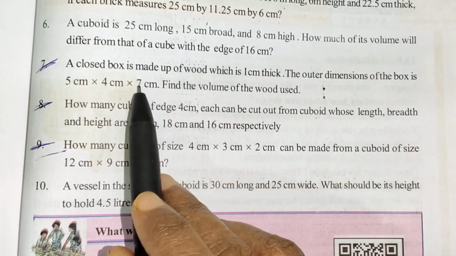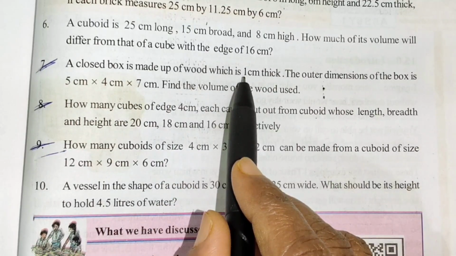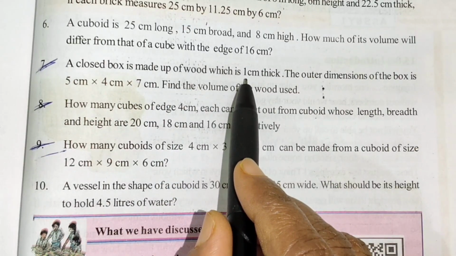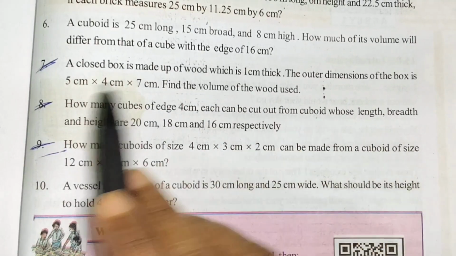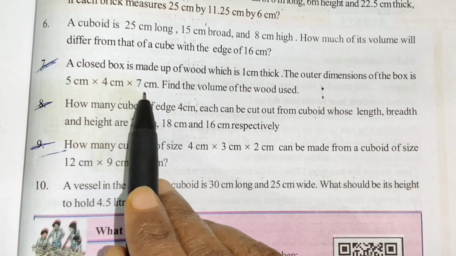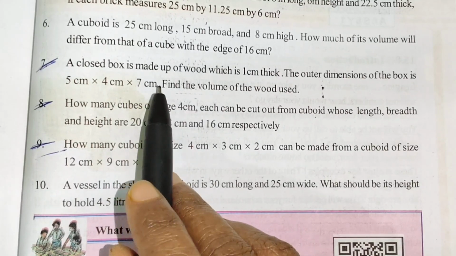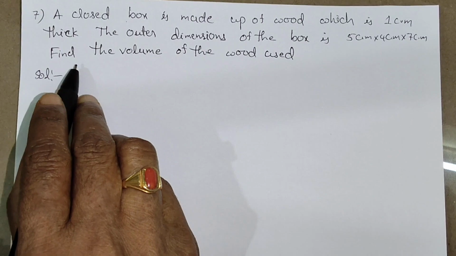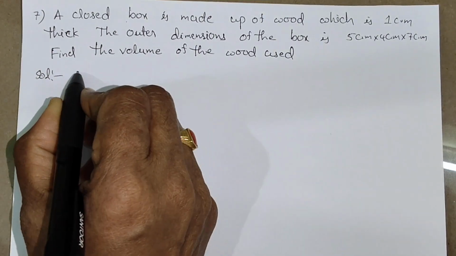The outer measurements are given, so we find the inner measurements. The thickness is 1 centimeter, which on two sides means 1 into 2, that is 2 centimeters. So 5 minus 2, 4 minus 2, and 7 minus 2 are the measurements of the inner box. First we write the given outer measurements.